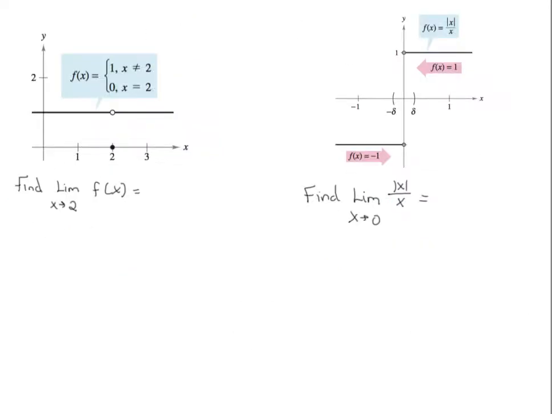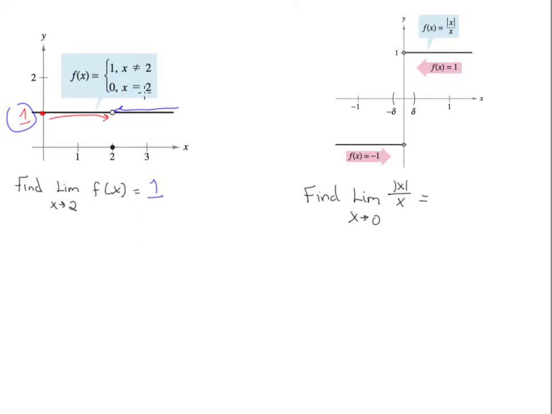Okay, let's look at examples C and D. So for example C, we're looking at the limit as x approaches 2 of f of x. So notice as I'm approaching from the left, it appears that my y value is approaching 1. Actually, it's staying constant at 1. And then when I'm approaching it from the right-hand side, my y value is also approaching 1. So I'd say the limit as x approaches 2 of f of x must equal 1.